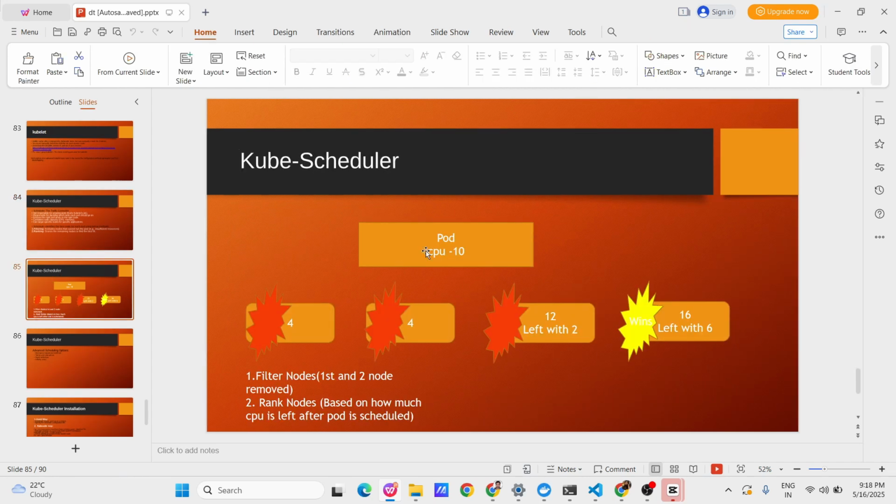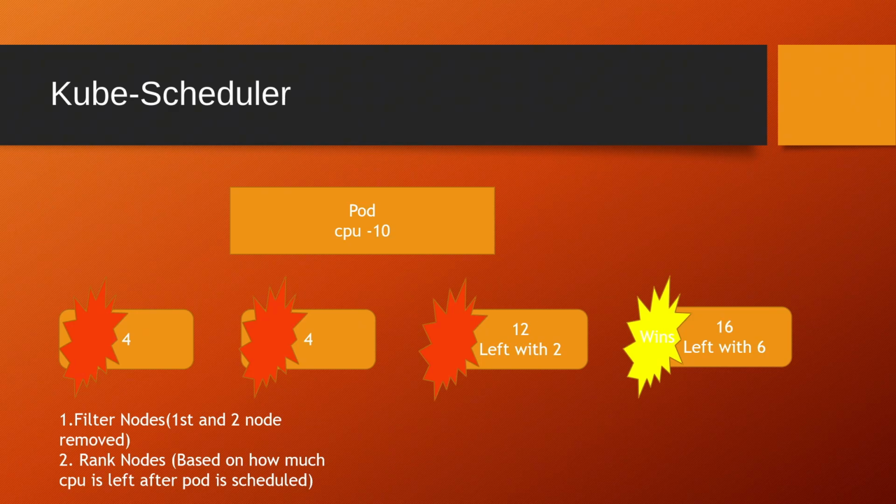Let's say you want to deploy a Java application in the form of a pod, and for that the minimum CPU requirement is 10. In your Kubernetes cluster, you have 4 nodes available. One node has 4 CPU, the other node also has 4 CPU, another has 12 CPU, and the last one has 16 CPU. Based on the filter nodes mechanism, it will first remove the two nodes that do not have the minimum CPU available, that is the 4 and 4. So node 1 and node 2 are removed by the filtering mechanism. Then we are left with only node 3 and node 4.